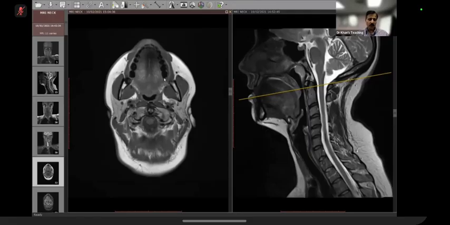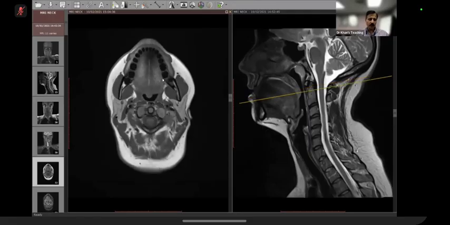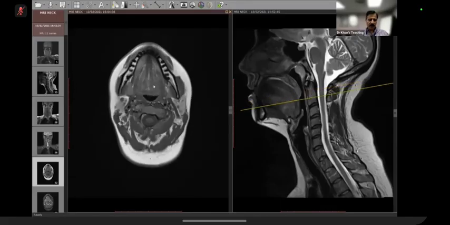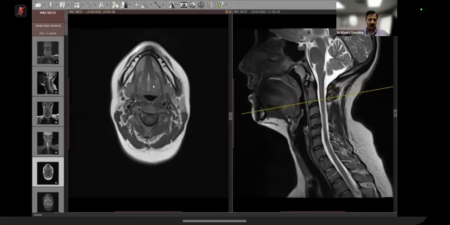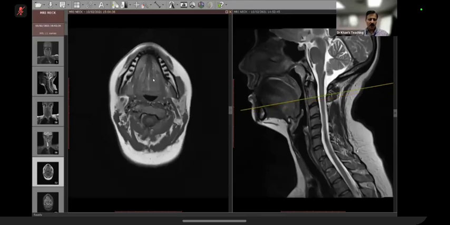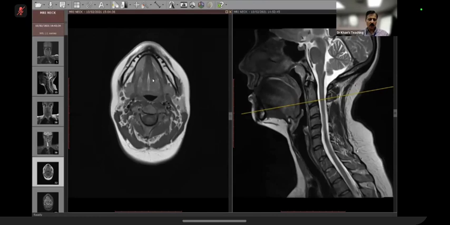So on this non-fat saturated T1, at times you can see it much better because of inherent contrast, because of fat inside. Look at this septum. So right now we are passing through the intrinsic muscles. Now we are coming inferiorly. Now you can imagine that there is a muscle here. You see this thing? So this has to be the genioglossus muscle.